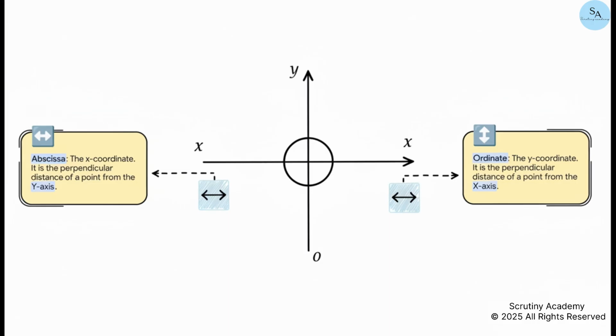The x-coordinate has a fancy name, the abscissa. That's its official title. It tells you how far to go left or right. The y-coordinate is called the ordinate. That tells you how far to go up or down. I know, they sound a little weird, but just remember: abscissa, then ordinate; x, then y.